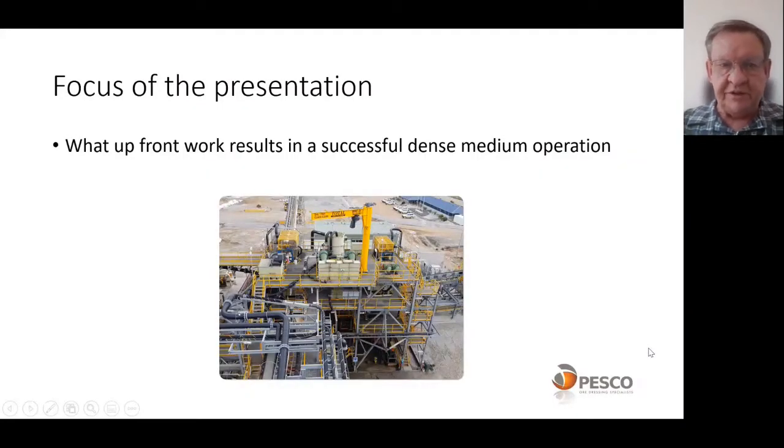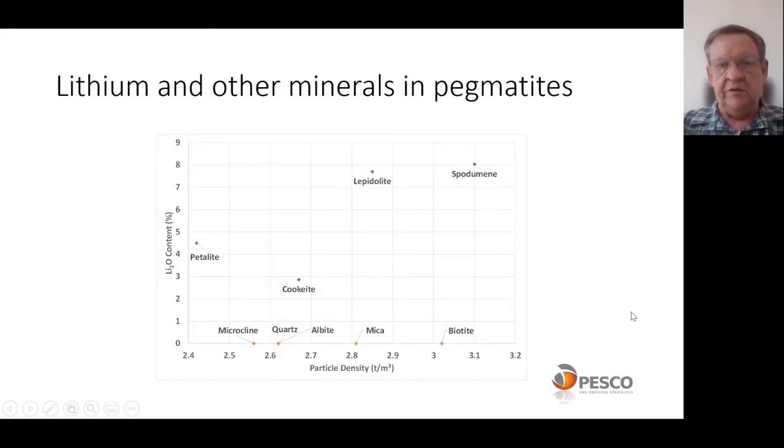The focus of the presentation is going to be what upfront work results in a successful dense medium operation. We start with looking at lithium and other minerals in pegmatites. On the x-axis down here, we have particle densities ranging from 2.4 up to 3.2. On the y-axis, we have lithium content going from 0 to 9.